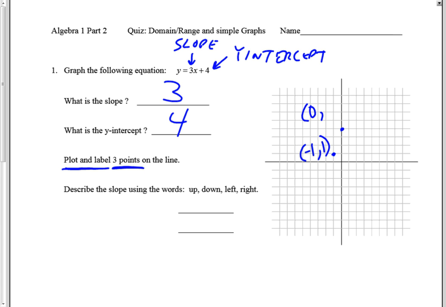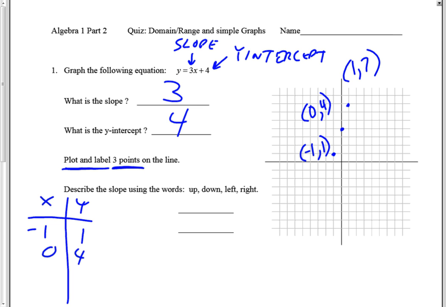So make sure that you show this. 1, 7 would be right there. 3 points. On the test, you will see a little XY table. Put your points right in there, or put them up here. Either one is okay.